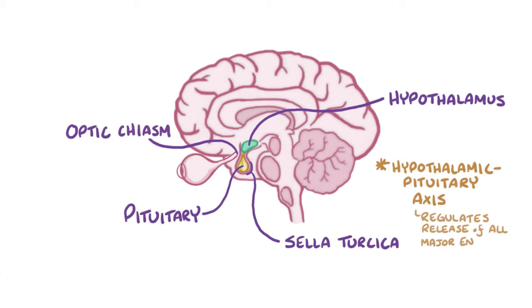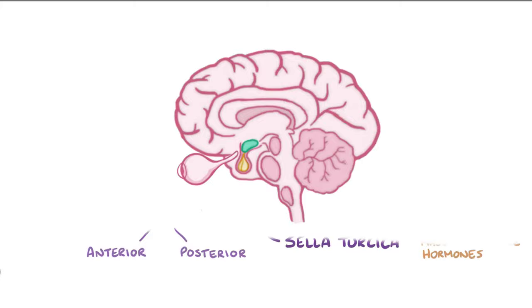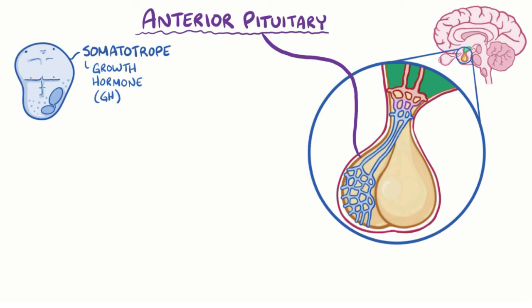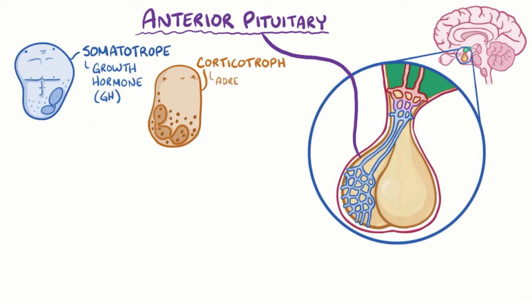The pituitary itself has two distinct parts, the anterior pituitary and the posterior pituitary. The anterior pituitary, which is in the front of the pituitary gland, has a few different types of cells, each of which secretes a different hormone. The largest group of cells are the somatotropes, which secrete growth hormone, which goes on to promote tissue and organ growth. The second largest cell group are the corticotrophs, which secrete adrenocorticotropic hormone, or ACTH, which stimulates the adrenal glands to secrete cortisol, a hormone that controls the stress response, blood pressure, and metabolic regulation.